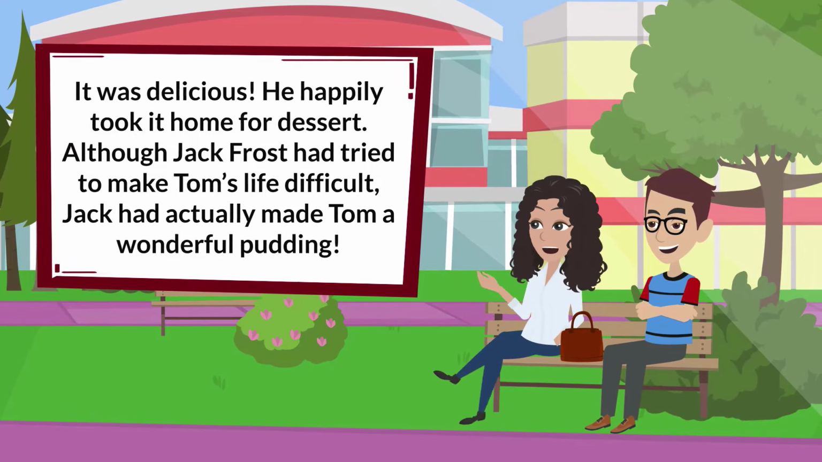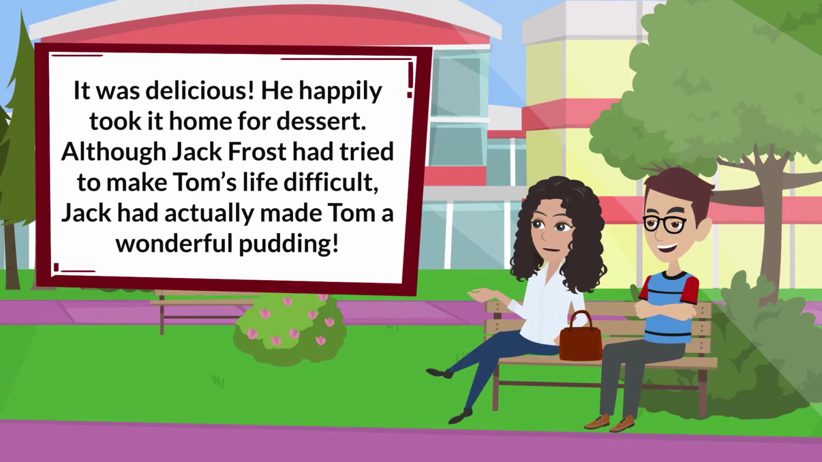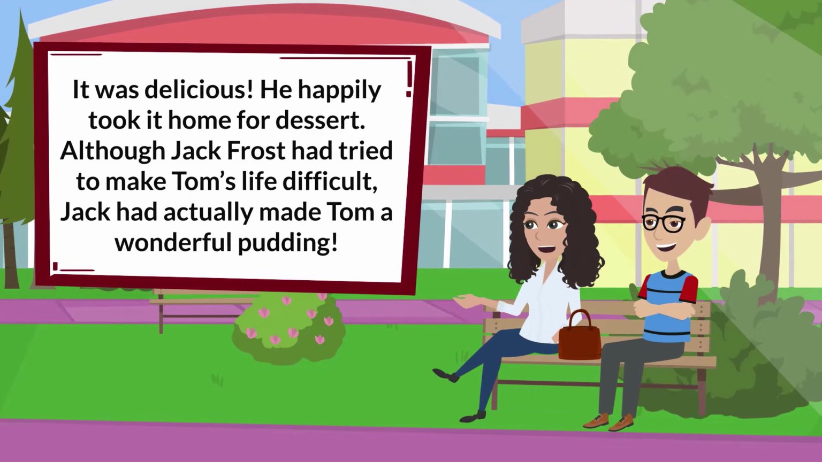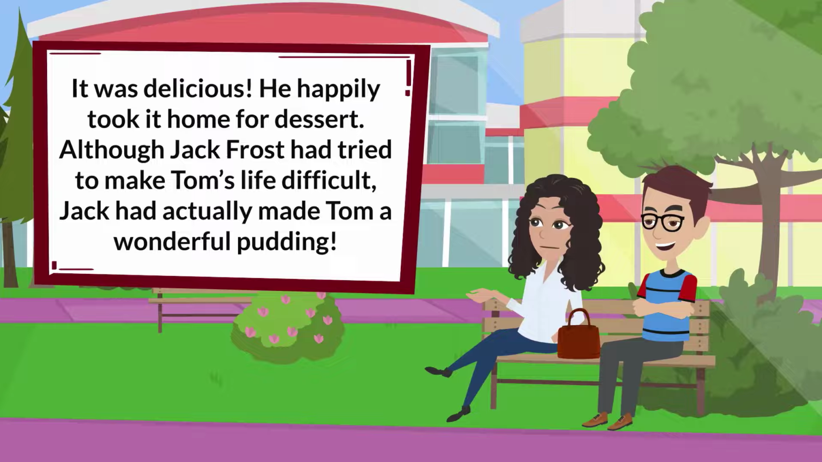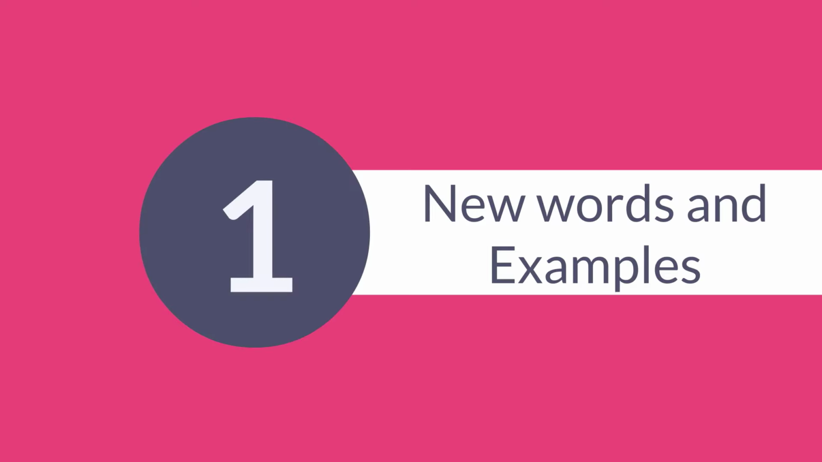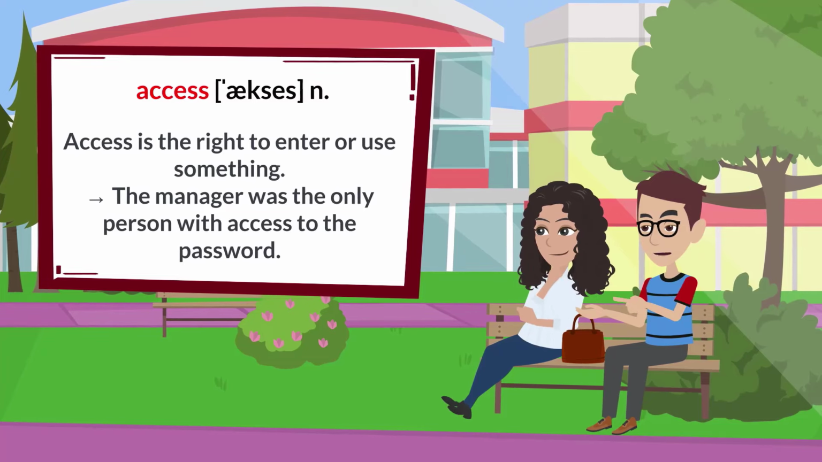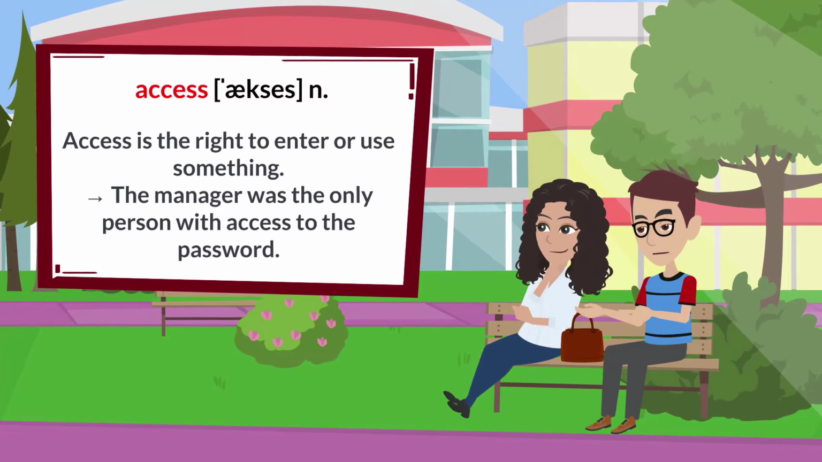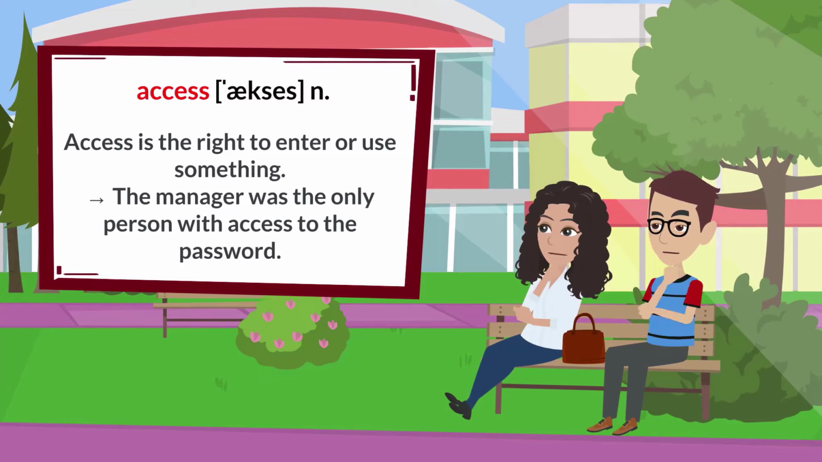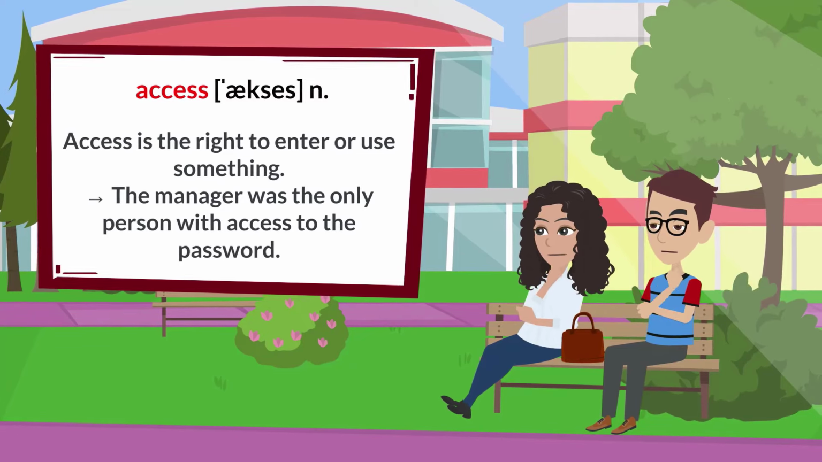Although Jack Frost had tried to make Tom's life difficult, Jack had actually made Tom a wonderful pudding. New words and examples. Access. Access is the right to enter or use something. The manager was the only person with access to the password.